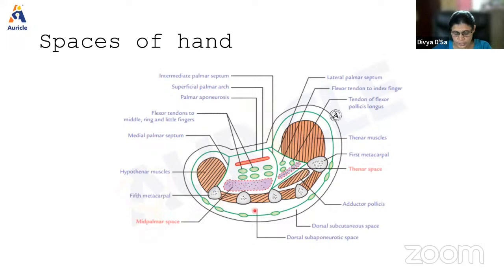When we see posteriorly here, it is the fascia which covers the interossei, and the medial 3 metacarpals. These are the 3 metacarpal bones. So the interossei muscles as well as the metacarpal bones are there.